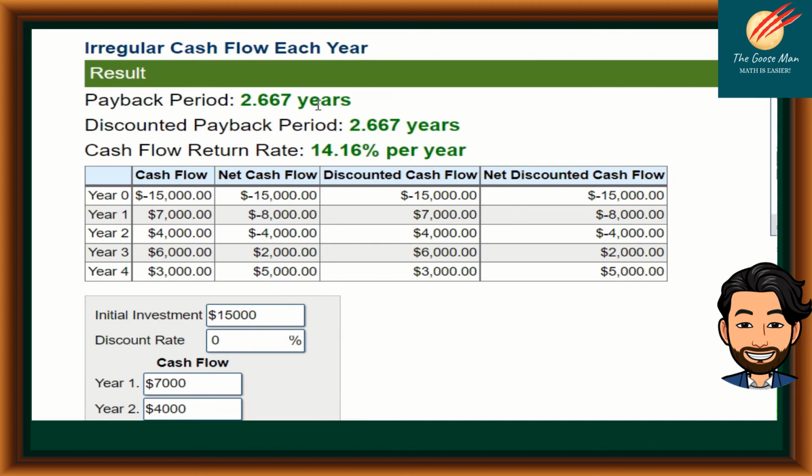So we can only realize our gains after 2.667 years. On year 3, we have 2,000. Year 4, we have 5,000 as our gains. All in all, we have 7,000 as our gains after investing 15,000.